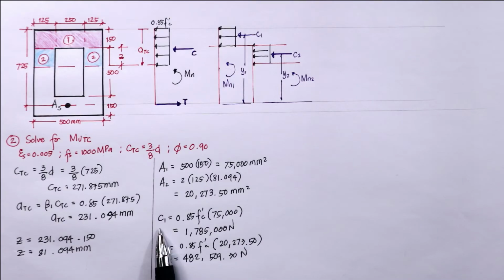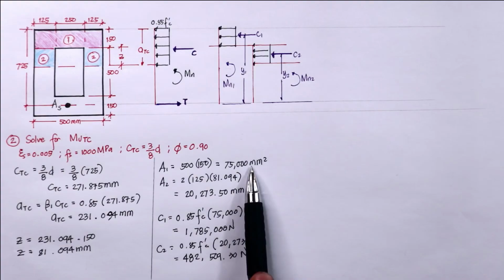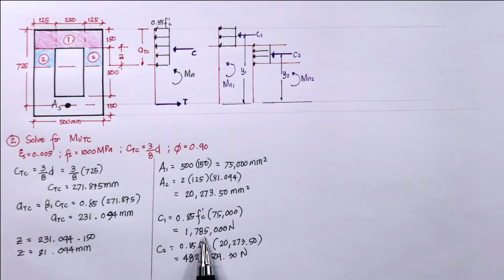Solving for value of C1, 0.85 times f'c, which is 28, times A1, 75,000, nakuha natin. Then the value of C1 is equal to 1,785,000 Newton. Same lang din to na nakuha nating value kanina. C2 is equal to 0.85 times f'c 28 megapascal multiplied by A2, 20,273.50 mm squared. Then the value of C2 is equal to 482,509.30 Newton.